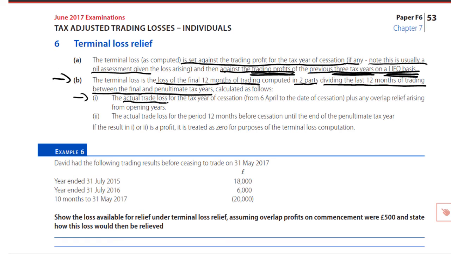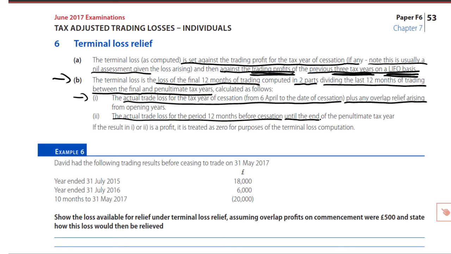Firstly, the actual trade loss for the tax year of cessation, taking it from the 6th of April to the date of cessation. So what loss was there from the 6th of April, the start of the final tax year, through to the date of cessation? Plus, we can add in any overlap arising from your opening years. It is allocated to the final tax year. Secondly, any actual trade loss for the period 12 months before cessation until the end of the penultimate tax year. So the bit of the last 12 months of trading that falls back into the penultimate tax year.